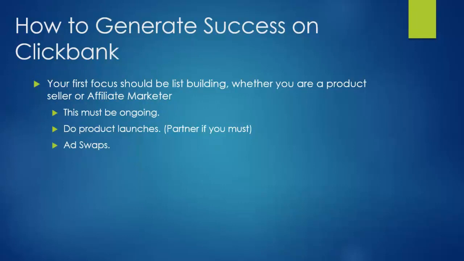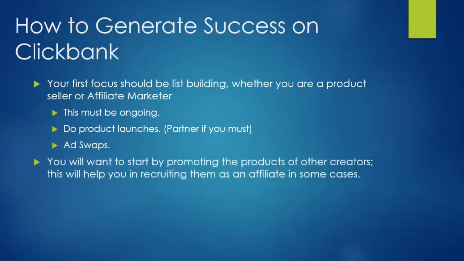That is probably the primary thing that you must do in order to generate success on ClickBank. That is what this guide is going to be doing. It's going to assume that you're going to be looking for opportunities to collect names and email addresses to build your list. Now, you will want to start promoting the products of other product creators, and when you have a list, this is going to help you in recruiting them as an affiliate.